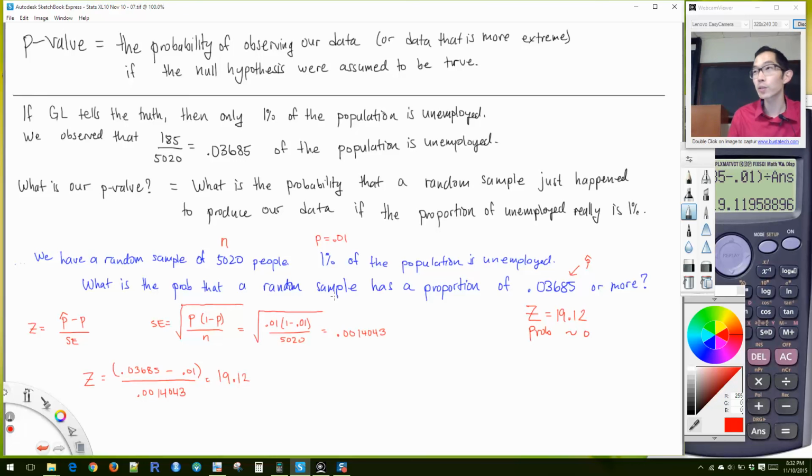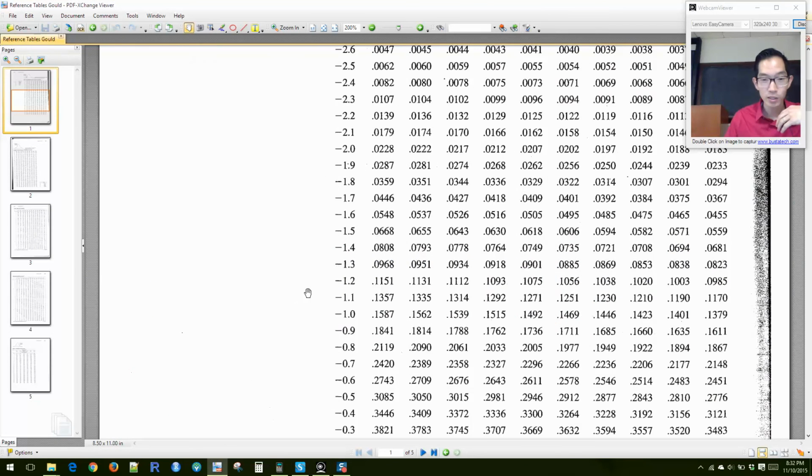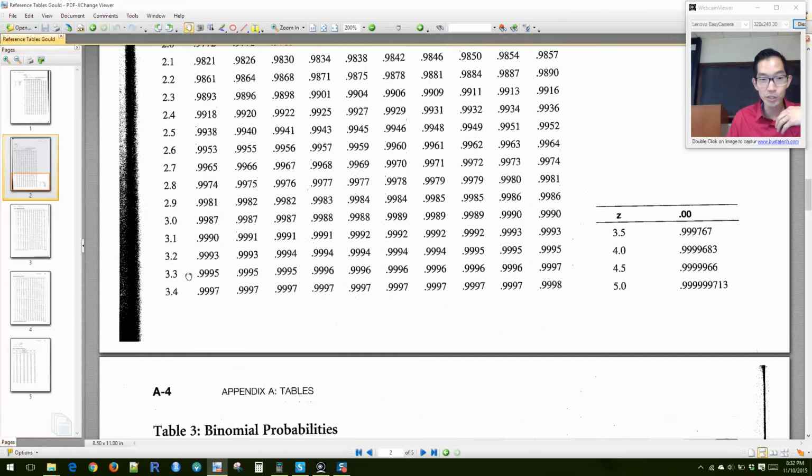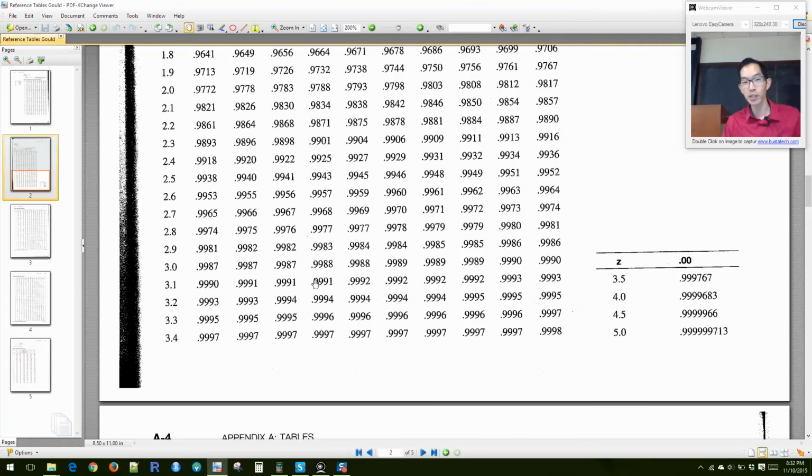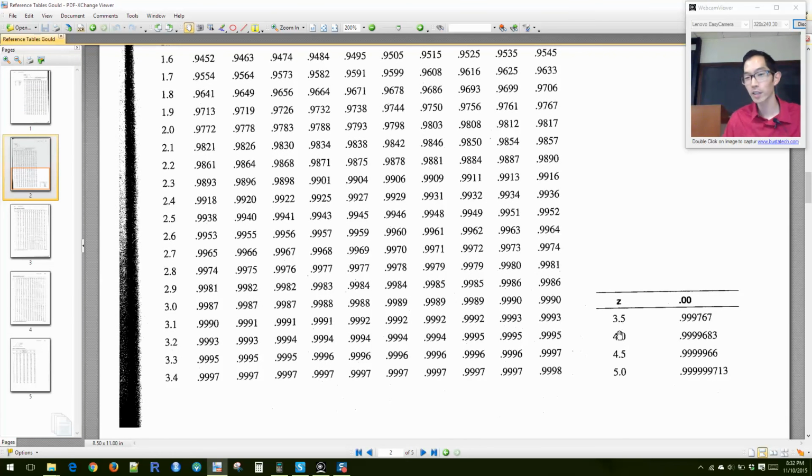When we do this, we are not done, right? We have to then look up the z in our z table. So we try to look up 19.12 in the z table. Now, if we go to our z table, what do we see? We see the largest it goes is 3.4, and then it also has z equal to 4, 4.5, and 5.0, okay?